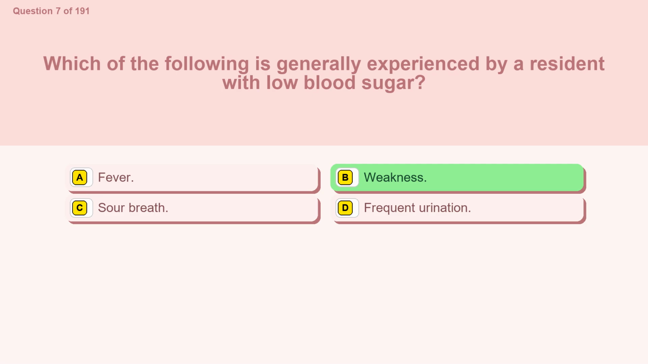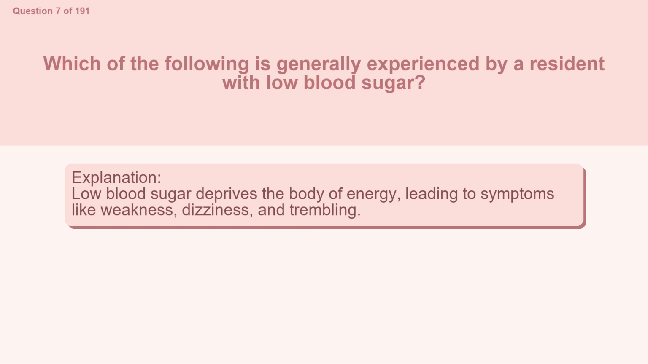The correct answer is option B, weakness. Low blood sugar deprives the body of energy, leading to symptoms like weakness, dizziness, and trembling.